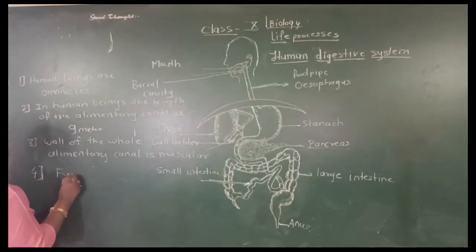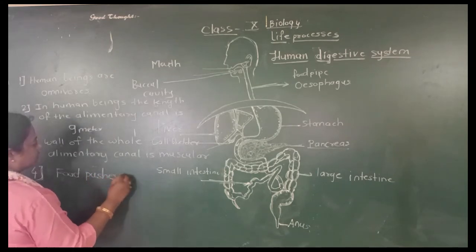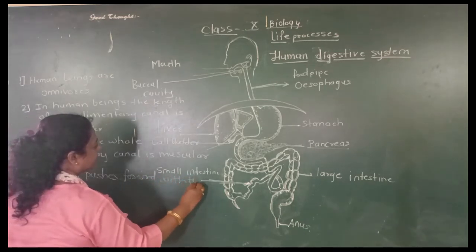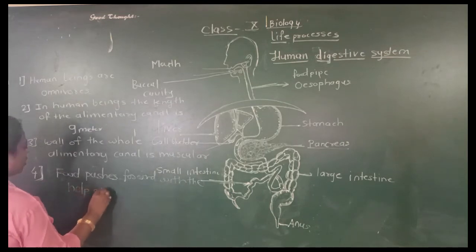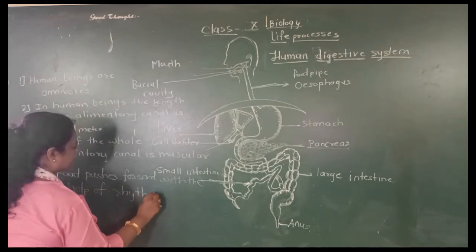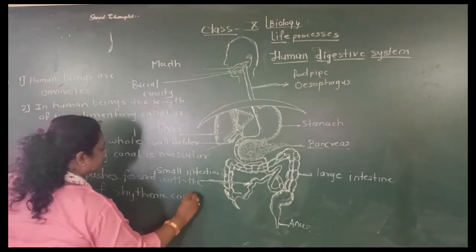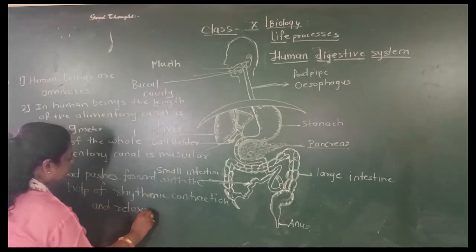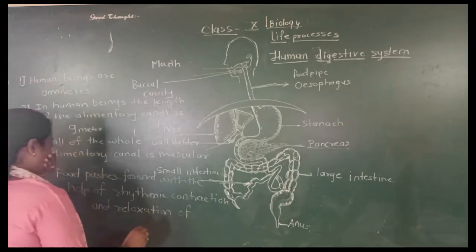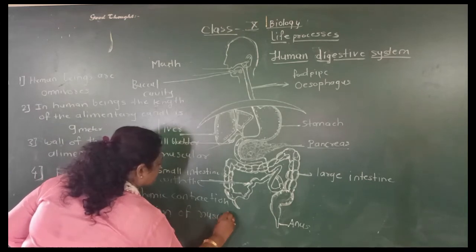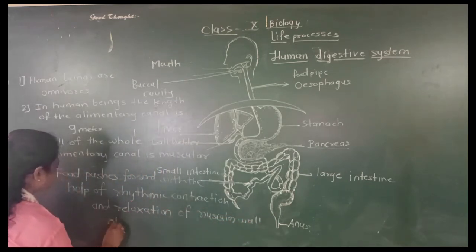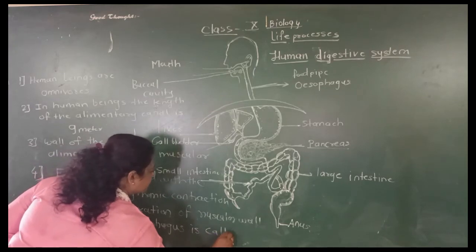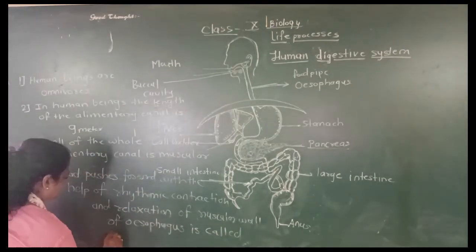The food is pushed forward with the help of rhythmic contraction and relaxation of the muscular wall of the esophagus. This is called peristalsis. Is called what?